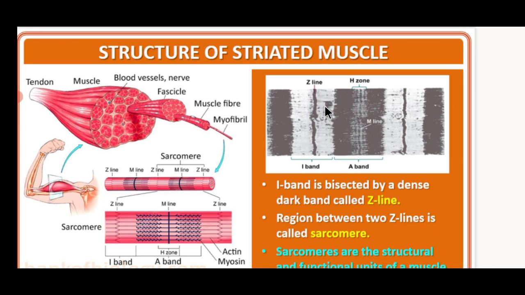Here is a microscopic diagram, and in this diagram also we can see the dark band as well as the light band. This one is the light band, this is the dark band, again this is a dark band, this is a light band, and in the light band we can see the Z line. We know that light bands contain actin and dark bands contain myosin, and here is the H zone, and this whole dark band is called the A band.